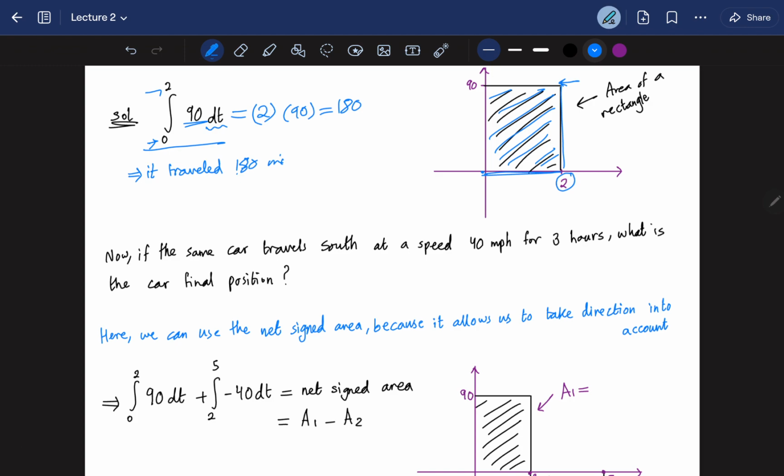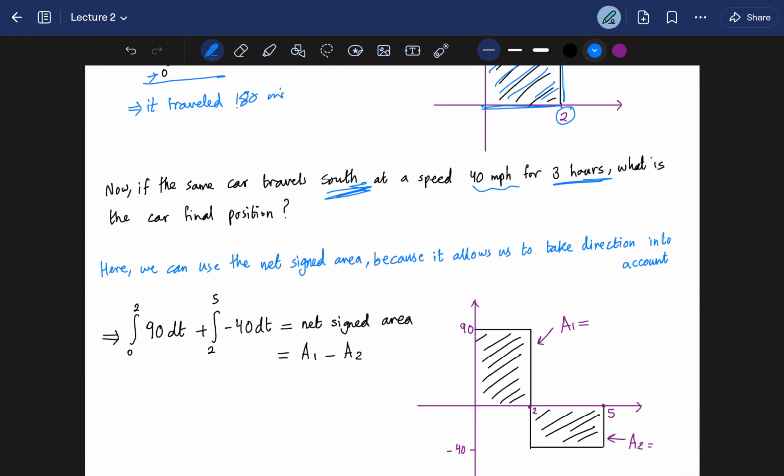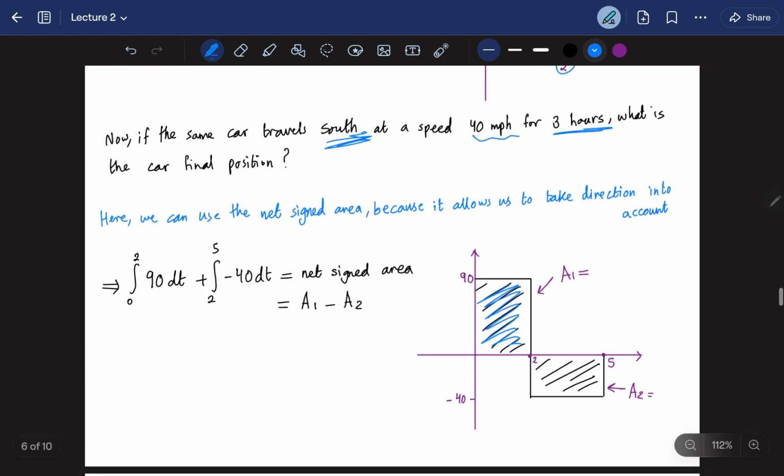Now let's take the same car, but let it travel south at a speed of 40 miles per hour for 3 hours. And I want to find the final position of my car. Here, I'm going to use the net signed area because it's going to allow me to take the direction into account, because I can take a negative direction. So here, repeating the same process, this is the same thing as above. Now the second part is I'm taking the car that traveled 40 miles per hour, but it's traveling in the opposite direction. It's traveling south. So that's why my function is going to be negative 40.